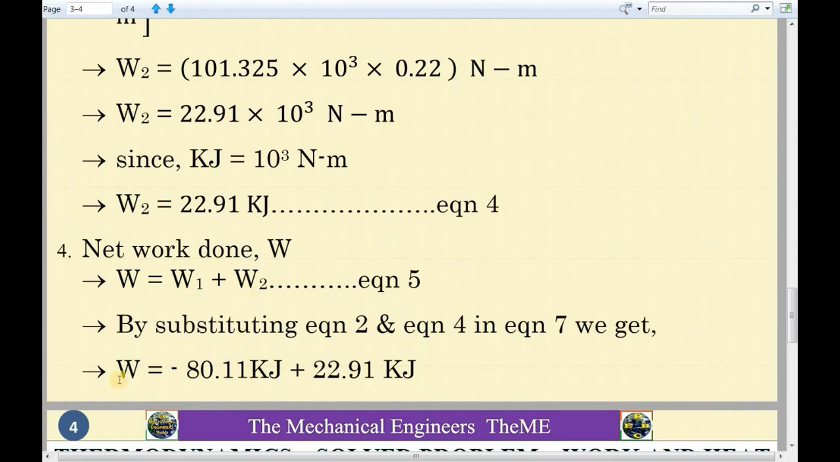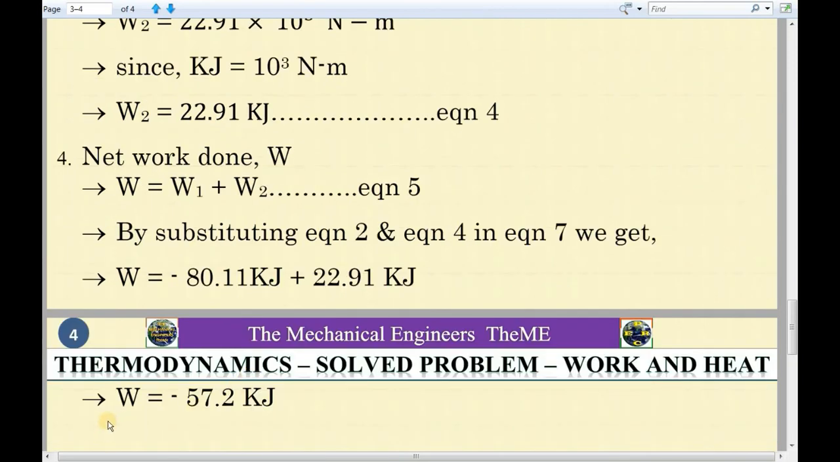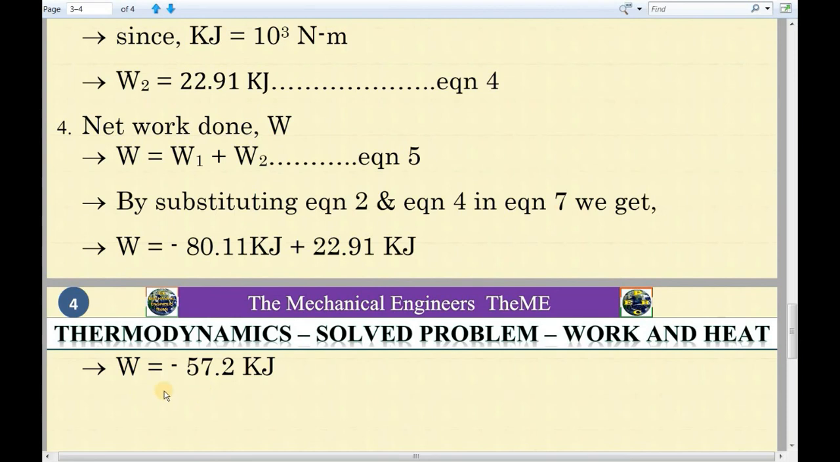We get W is equal to minus 80.11 kilojoule plus 22.91 kilojoule. So in this RHS, minus 80.11 kilojoule plus 22.91 kilojoule is minus 57.2 kilojoule. So the next step will be W is equal to minus 57.2 kilojoule. So the total amount of work done in moving the piston through a distance of 0.8 meter is minus 57.2 kilojoule. So this brings an end to the explanation part of this video.